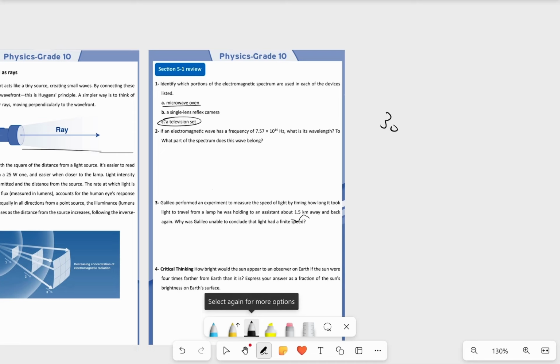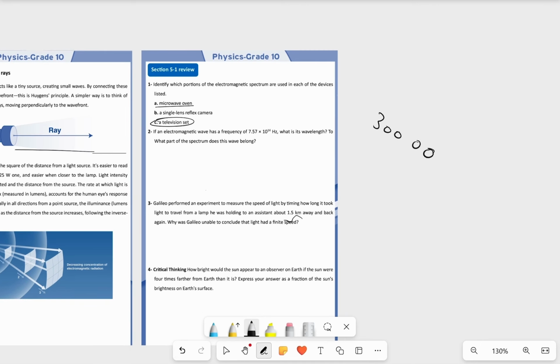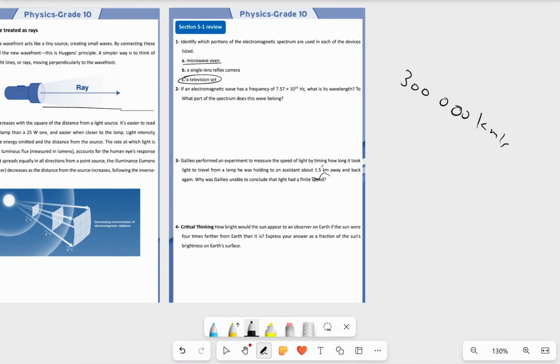Imagine light is going 300,000 kilometers per second. So this is really fast. Having a distance of 1.5 kilometers is going to be really difficult to notice or calculate the speed of light.